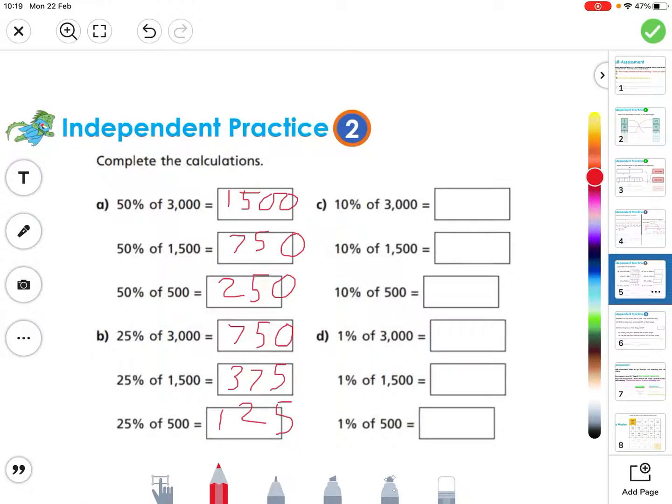10% of 3,000 is 300. I'm just dividing by 10 now. 10% of 1,500 is 150. And 10% of 500 is simply 50. And then find 1%, so dividing by 100 now. 1% of 3,000 is 30. 1% of 1,500 is 15, and 1% of 500 is 5.